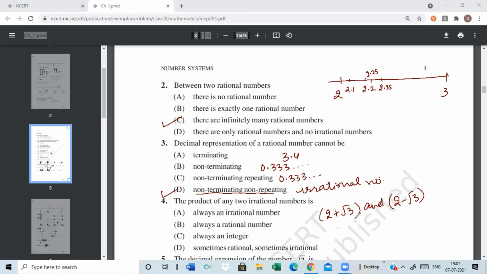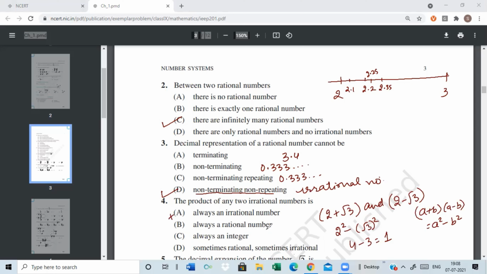we use the identity (a plus b) times (a minus b) equals a squared minus b squared. So it is equal to 2 squared minus root 3 squared, which is 4 minus 3, which is 1. So we see it's not an irrational number. So the first part, always irrational, is not correct, right?